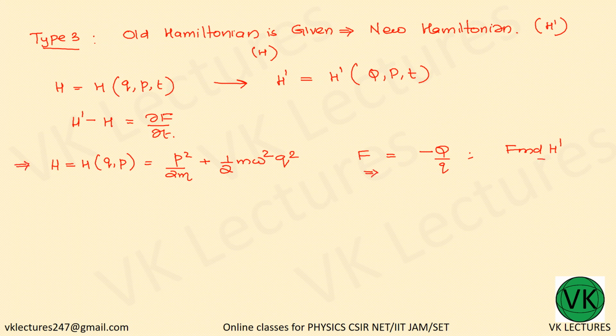See, we have the old Hamiltonian given, the generating function F is given, and we are asked to find out, after this generating function acts on the old Hamiltonian, how we are able to achieve H dash. Since there is no change in H dash, we are writing H dash is equal to p square divided by 2m, that is small p square, plus half m omega square q squared. There is no change because it is invariant.